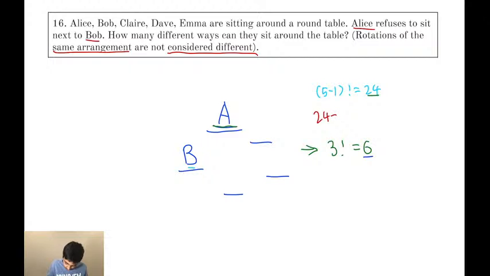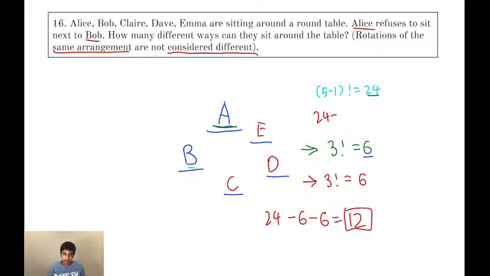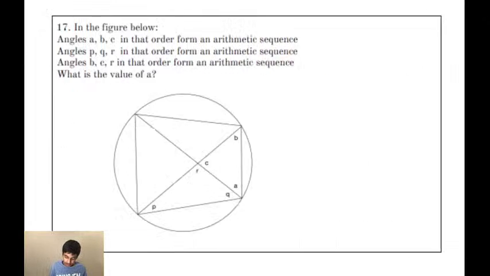And then from here, it's the same thing. We have Claire, Dave, and Emma to be arranged here. This is again another 3 factorial equal to 6 ways that don't work. Okay, so then we just do 24 minus 6 equal to 12. So 12 is the answer to this problem, not 18. And be very careful about the cases you have to subtract. Bob can go on both sides, and that was something that many people missed, so be sure to be on the lookout for next time. And now let's move on to the next problem.